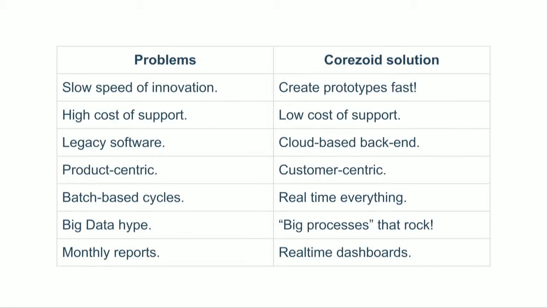You can create prototypes fast. You can decrease cost of support of existing IT infrastructure. It offers easy integration with existing core systems, including APIs from fintech companies. Banks can forget about legacy software issues. We talk about real-time everything instead of batch-based cycles. We talk about big processes that allow us to get more from big data. Corezoid offers customer-centric infrastructure instead of product-centric, and of course, real-time dashboards for business analytics.